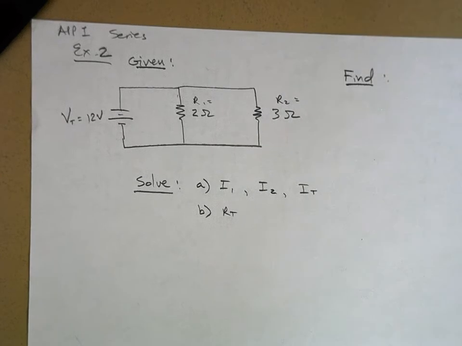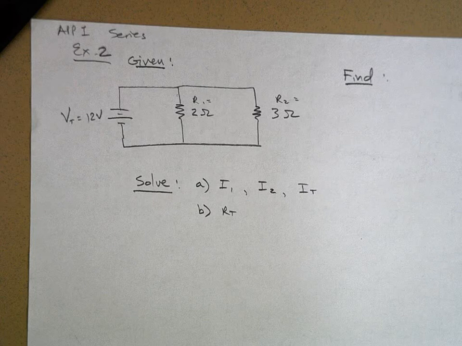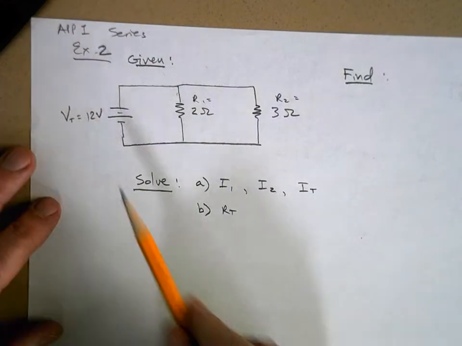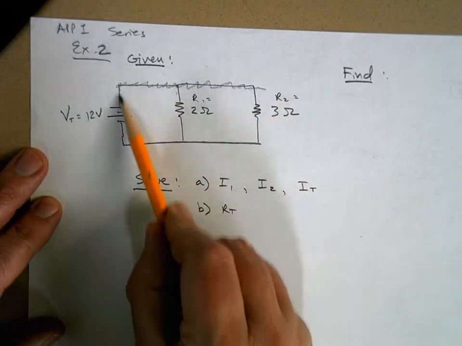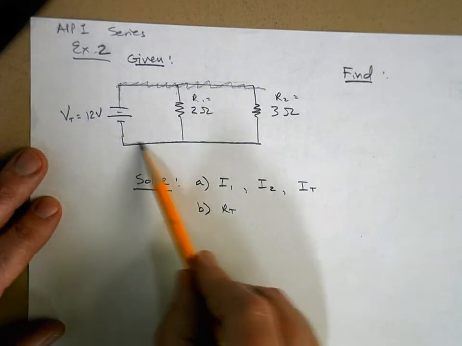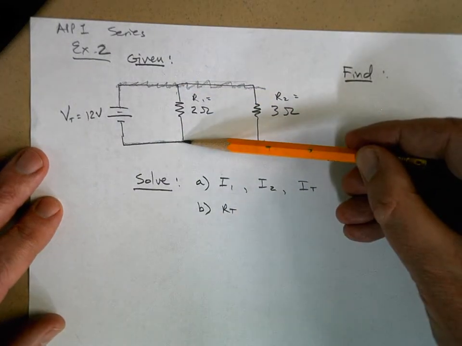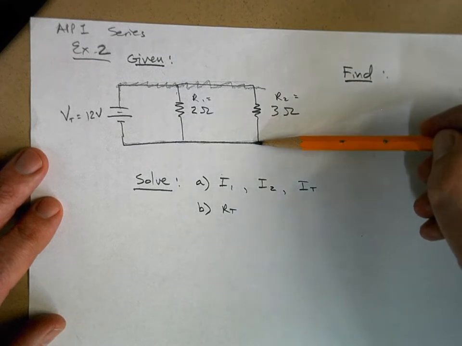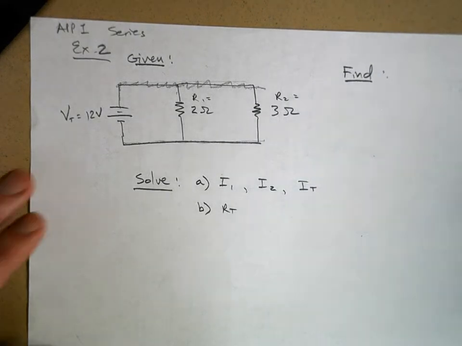In this example, you have the same two resistors, but now I'm going to hook them up in parallel. And I can tell they're in parallel because everything up here is at 12 volts and everything down here is at 0. So from here to here, it's a 12 volt drop. And from here to here, it's a 12 volt drop. So they have the same voltage drop. Therefore, they are in parallel.